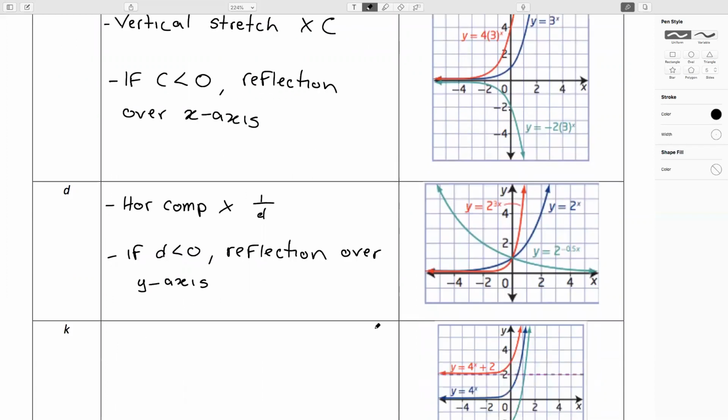And we can see that in the graphs. The blue function is the original, 2 to the power x. If we replace x with 3x, 2 to the 3x is a steeper graph because we've compressed it horizontally. Think of like an accordion squishing it horizontally. If we replace it with negative 0.5x, it's not only a vertical stretch by a factor of 2, it's also a reflection over the y-axis. So that's why we see it is now decreasing and it's flatter.